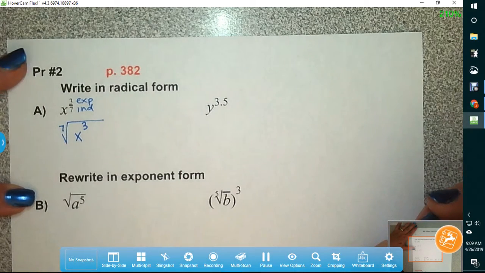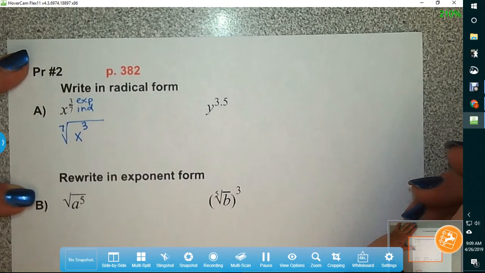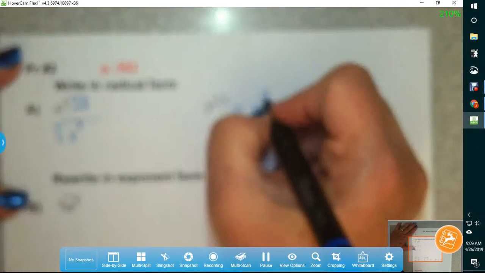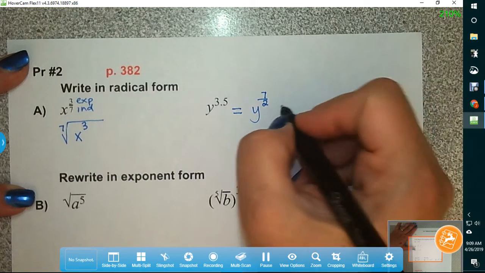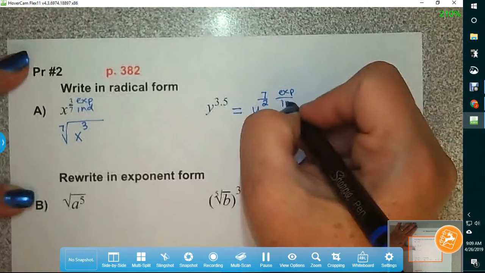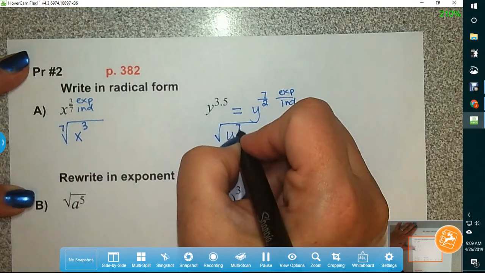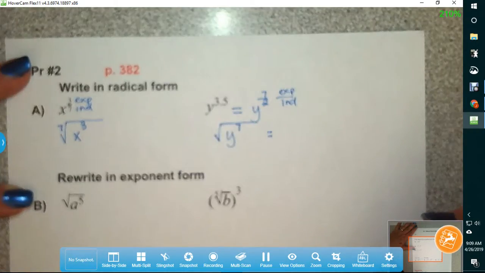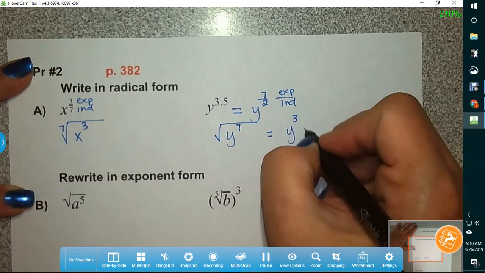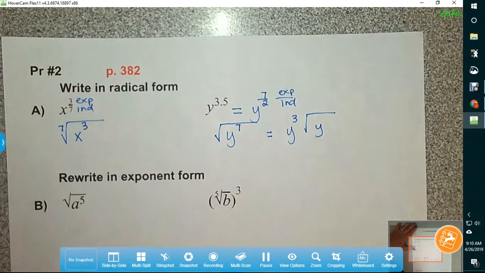Now this one is in decimal form. It's not in fraction form. But 3.5 is the same as 7 over 2. So I'm going to write that. This is the exponent over the index. So that's going to be the square root of y to the 7th. But we have to simplify it. Okay, so 7 over 2 gives me 3 and 1/2. So this is my simplified answer.